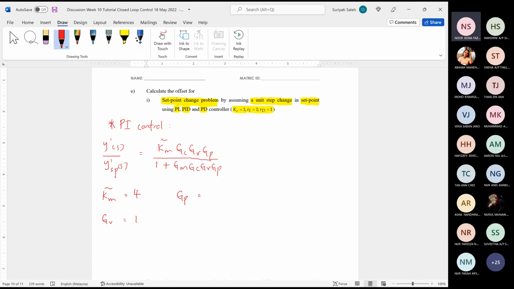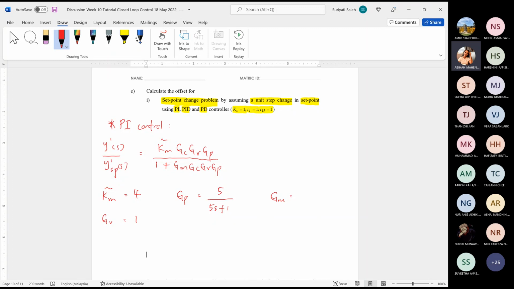What is your process transfer function? 5 over 5s plus 1, sir. 5 over 5s plus 1. All right. And then in this case, the GM? GM is 1 as well, sir. 1, all right. Thank you.